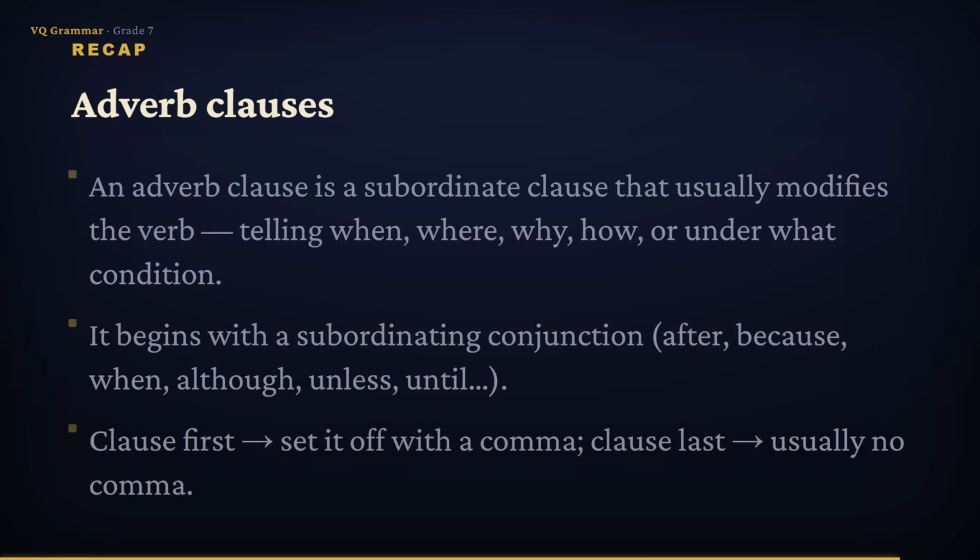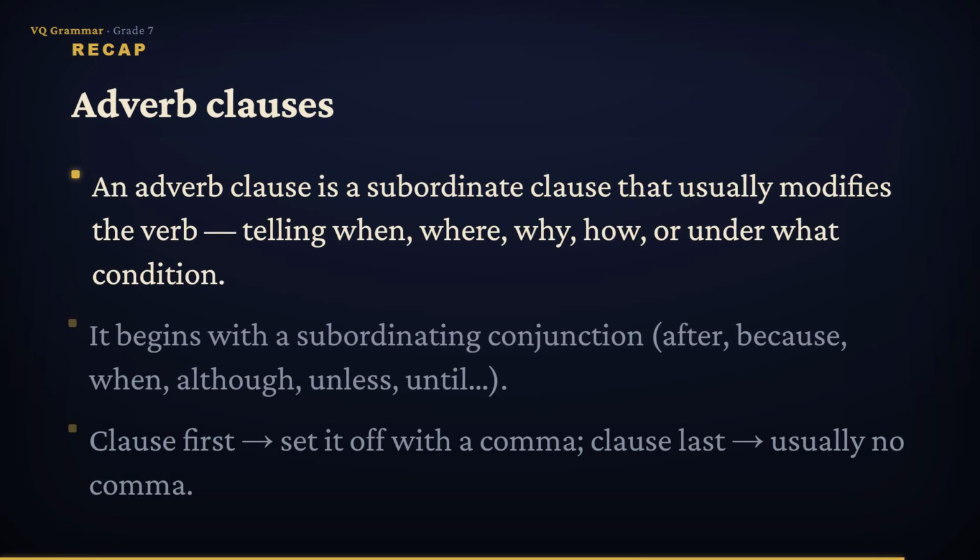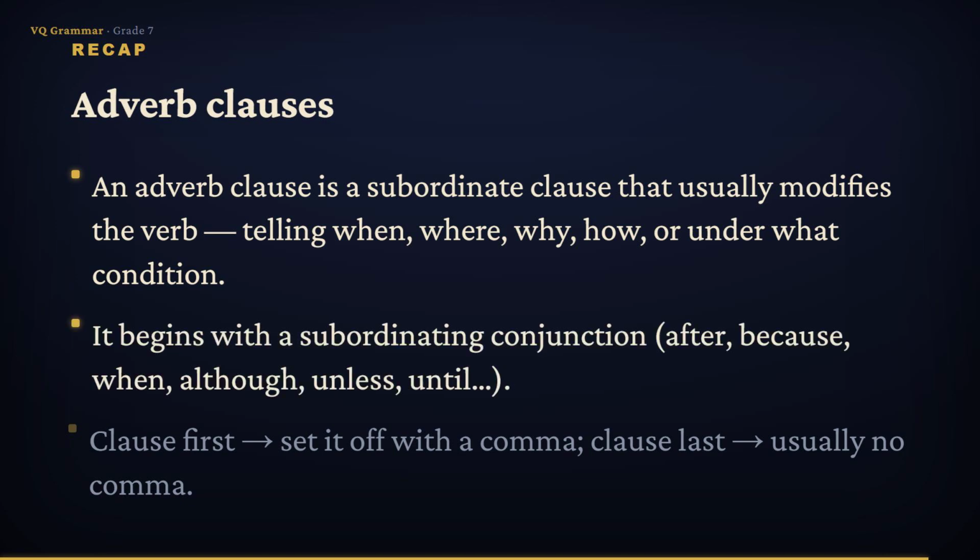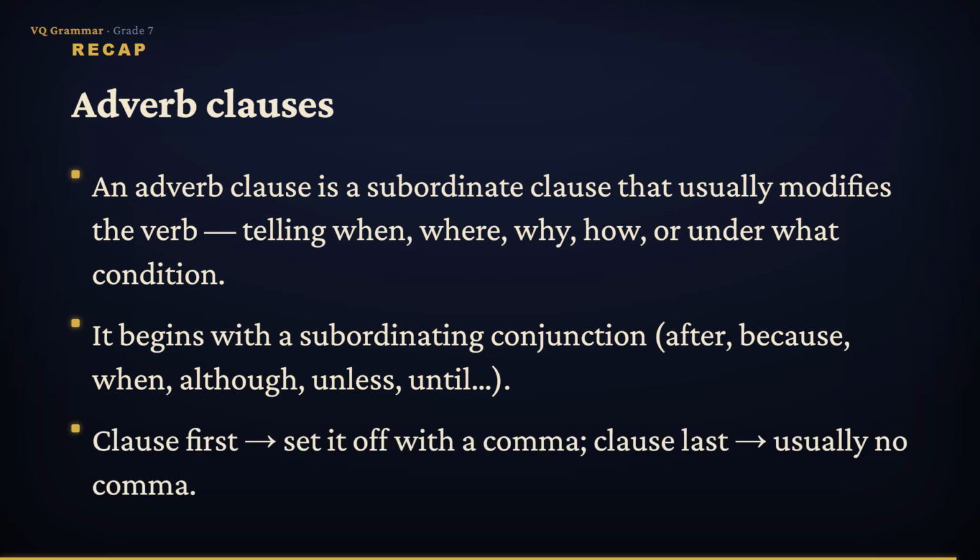Let's gather up what we learned. An adverb clause is a subordinate clause that usually modifies the verb in the main clause, telling us when, where, why, how, or under what condition the action happens. It always begins with a subordinating conjunction. Words like after, because, when, although, and unless. And remember the punctuation rule. When the clause comes first, set it off with a comma. When it comes last, you usually need none.